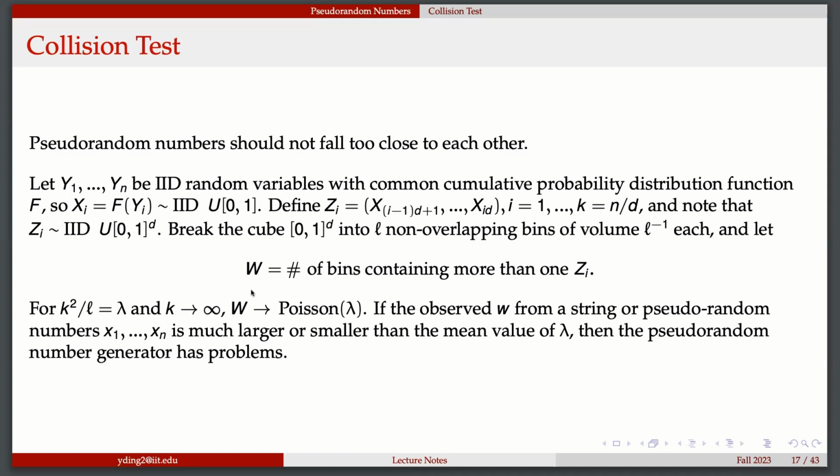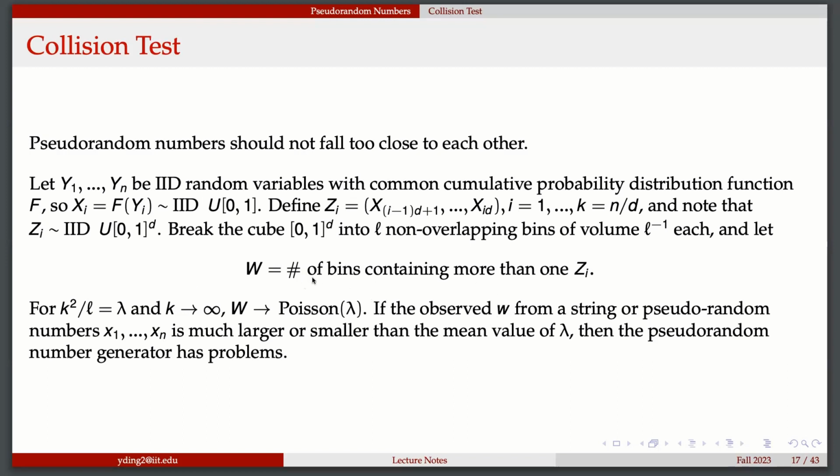So what we try to do is to check this. The expected value is lambda. We don't want, for example, one bin to contain maybe 10 times lambda zi inside, or some bins to have only 1 point inside. That's not the case. So it will depend on this value lambda, and of course it will depend on k. So you're just trying to observe this W.